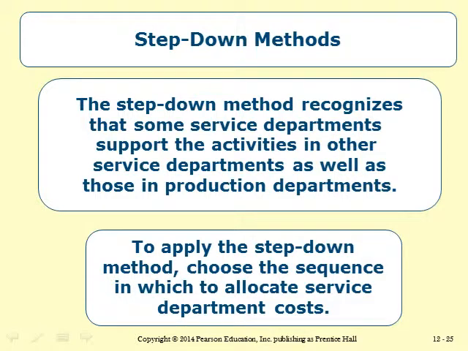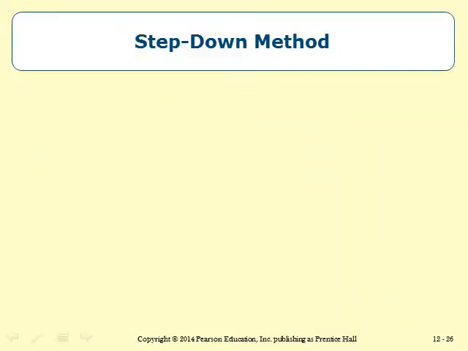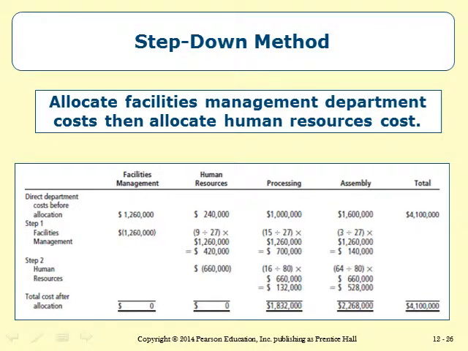Once we allocate a department's cost to other departments, we never allocate other service department costs back to it. So it's a one-way flow, essentially getting to this name step down. It's not step down and back up, it's step down. And so we allocate facilities management department costs first because facilities management renders more support to human resources than human resources provides to facilities management. After allocating facilities management costs, we do not allocate any costs back to facilities management, even though human resources does provide some services to facilities management.